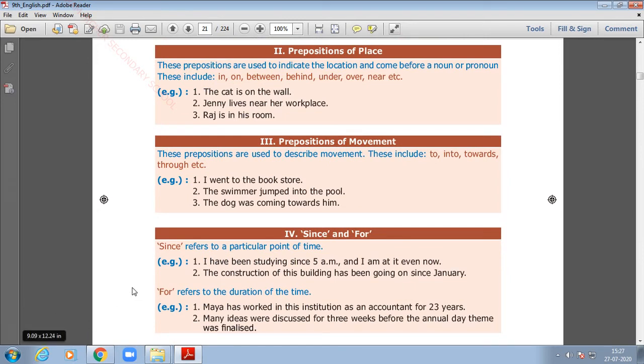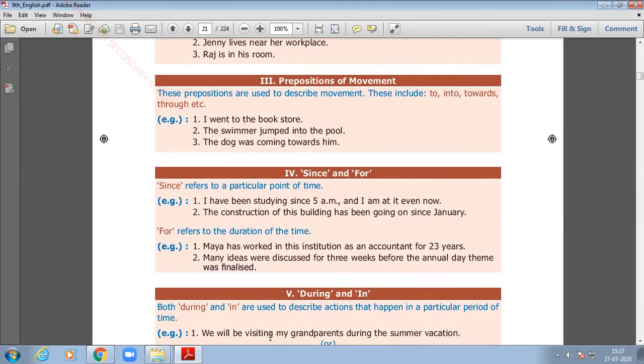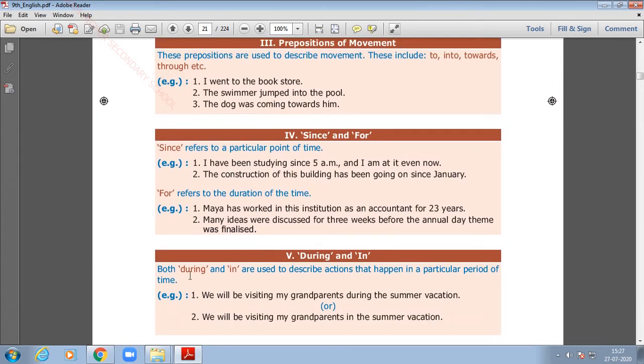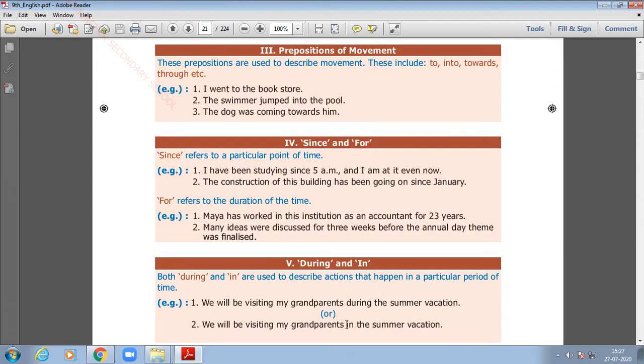Okay, and here again, based on time, a particular point of time and duration of time, you are given the two forms here and how to use since and for. Similarly, the difference between during and in. Both are used to describe actions that happen in a particular period of time. We will be visiting my grandparents during the summer vacation. Instead of during, you can also use in. Anyway, it means the same. You don't have any difference in meaning there.